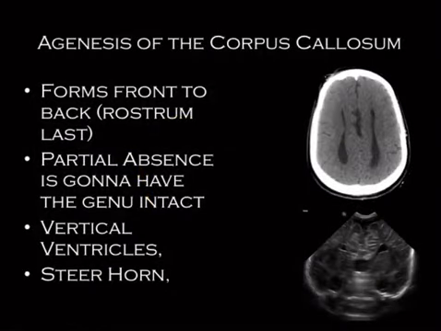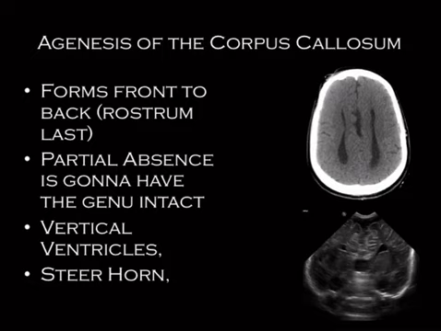All right, so pretty much covered that. Front to back, rostrum last, partial agenesis could just have the front part. Vertical ventricles is the description for this, and the steer horn deformity.